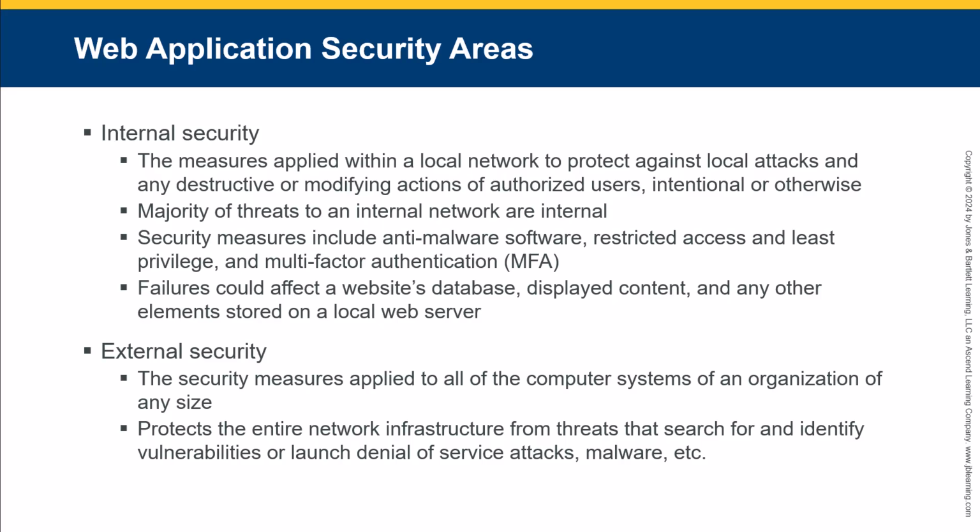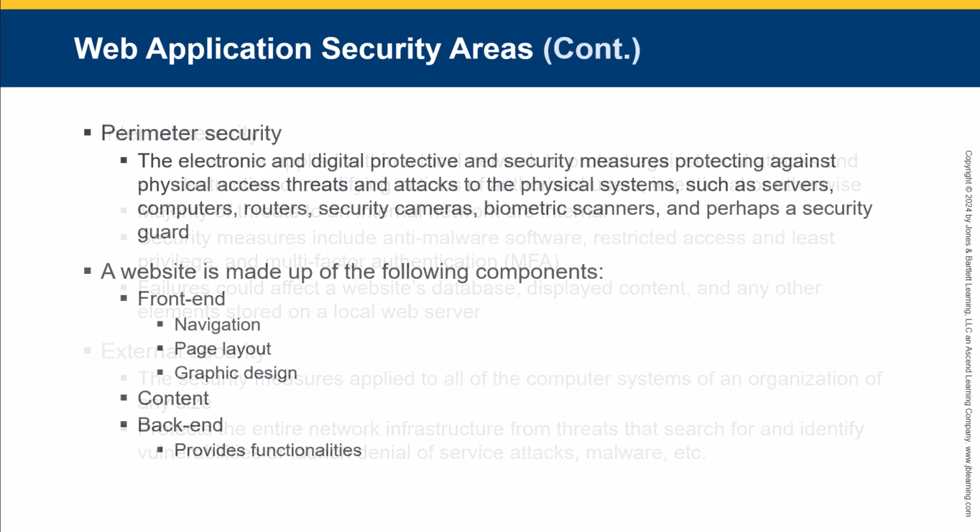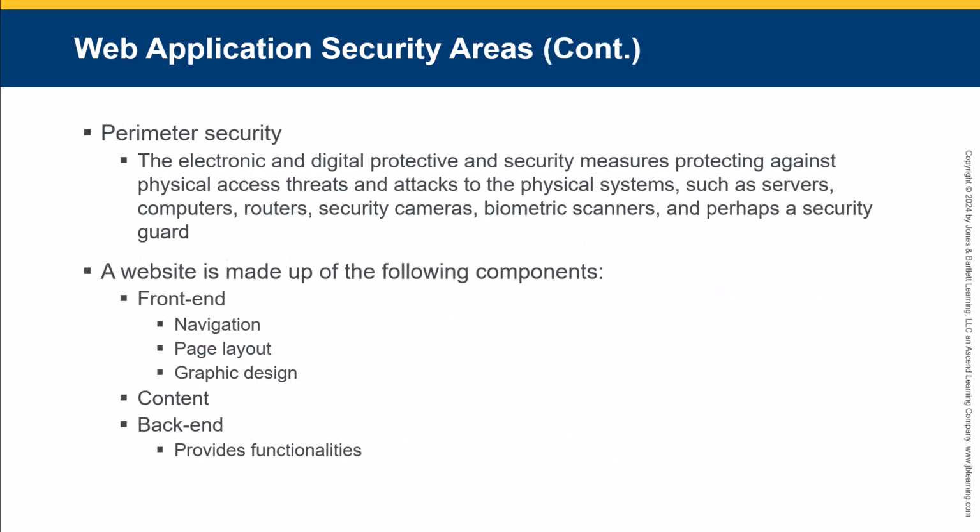So these are a clear example between internal and external threats. These aren't the only types of security. We also have things like perimeter security, the electronic and digital protection and security measures protecting against physical access. If I can walk into the room and steal your server, then it's not as secure as people think. Even though oftentimes this is definitely overlooked, physical and perimeter security are also just as critical as digital forms of security.